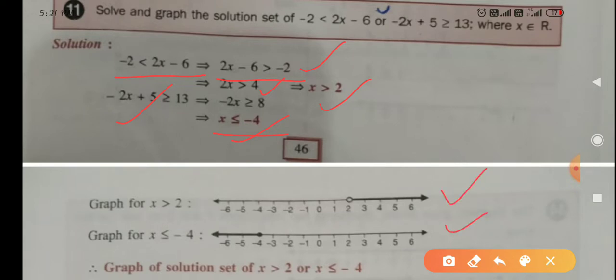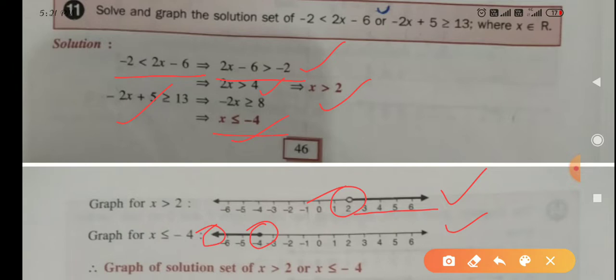So the first one, x greater than 2. Mark 2 with a hollow circle, because it is not greater than or equal to. More than 2 means after 2, you have to darken the whole portion with an arrow. In the second case, x is less than or equal to minus 4, so mark minus 4 with a dark circle, and the portion less than minus 4, till the arrow, you have to darken fully.